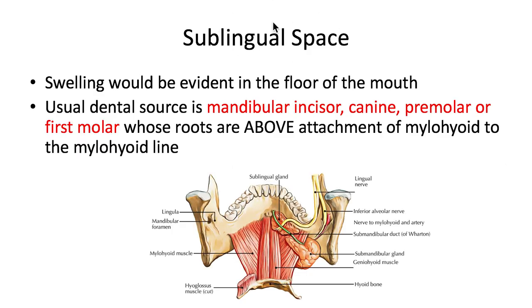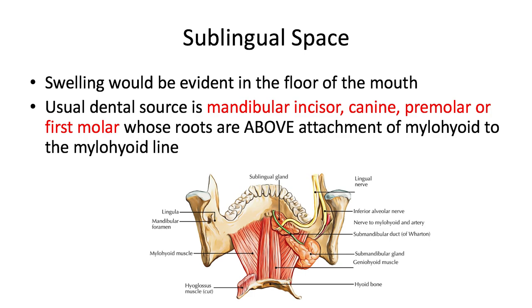The sublingual space is located down here, just under the tongue above the mylohyoid muscle. It's also the location of the sublingual gland. Swelling for this one would be evident in the floor of the mouth. The usual dental source for a sublingual space infection is a mandibular incisor, canine, premolar, or first molar.